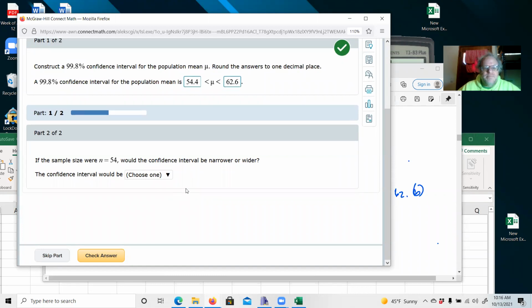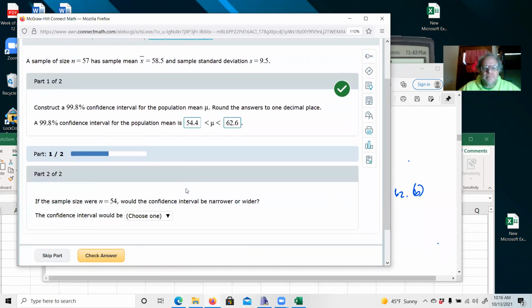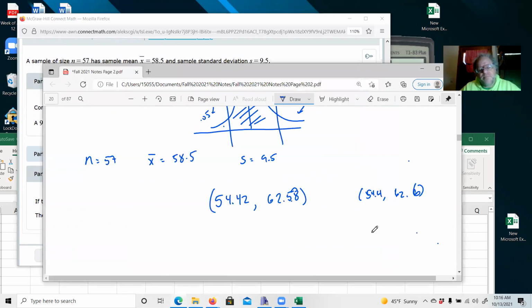Now, they just want to know, let's do an experiment. If the sample size were n equal to 54, would the confidence interval be narrower or wider? So instead of 57, we're going to say 54. It's not that big of a deal. If you want to recalculate it, I suggest you do, but let's think about it for a minute before we go off and do it.